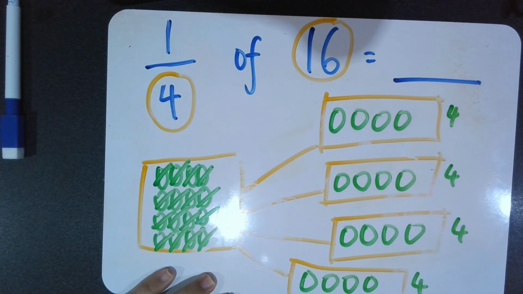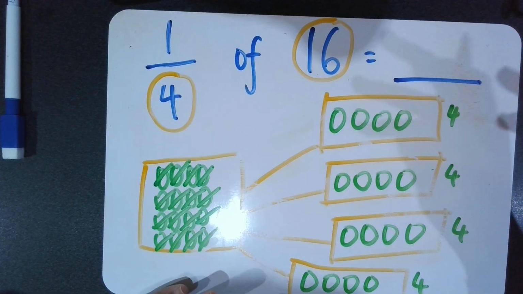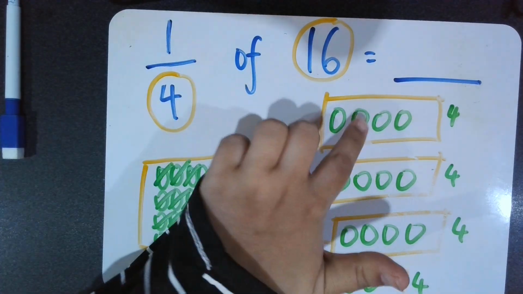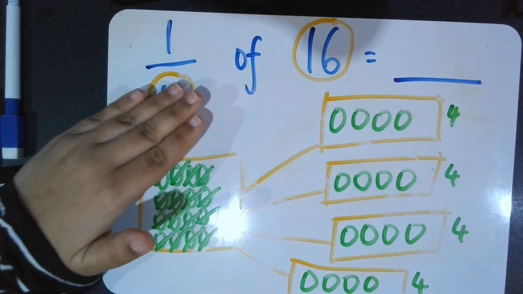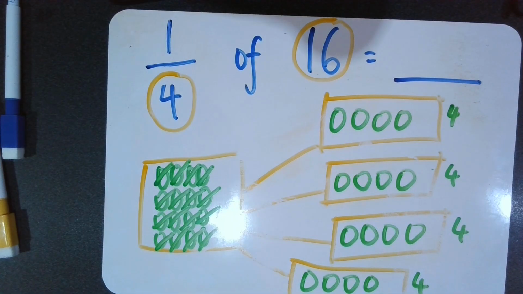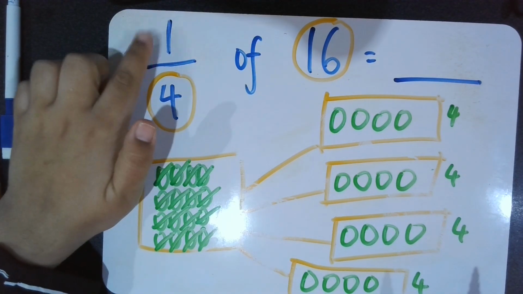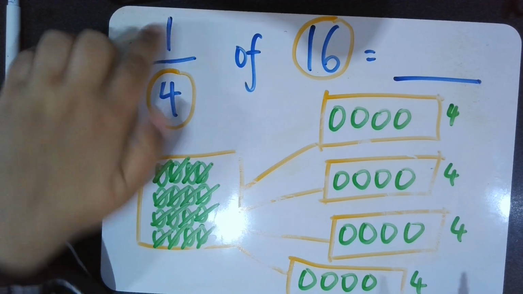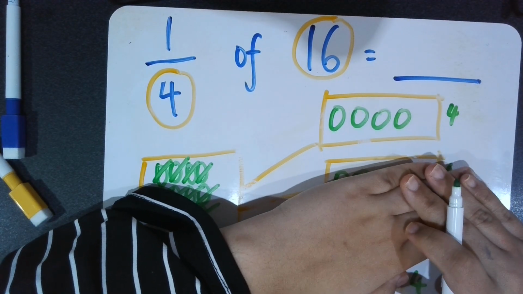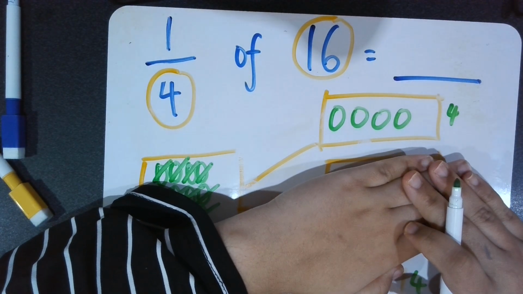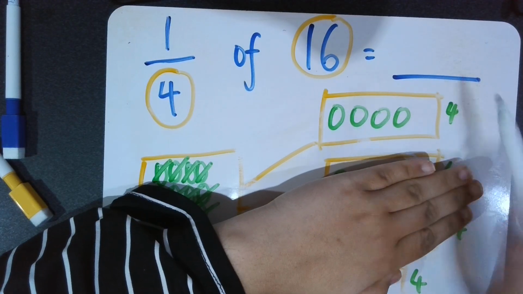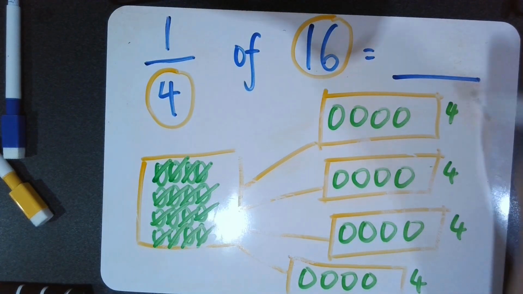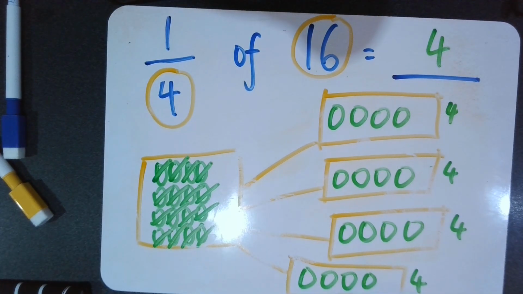I need to write the answer in my problem or in my equation. I've got a quarter of 16. I've shared 16 between my 4 equal parts, and my numerator tells me how many parts I'm looking at. I'm looking at one of those parts. I'm going to cover the rest. How many circles have I got in one of my parts? Well, I've got 4. So therefore, a quarter of 16 is 4.